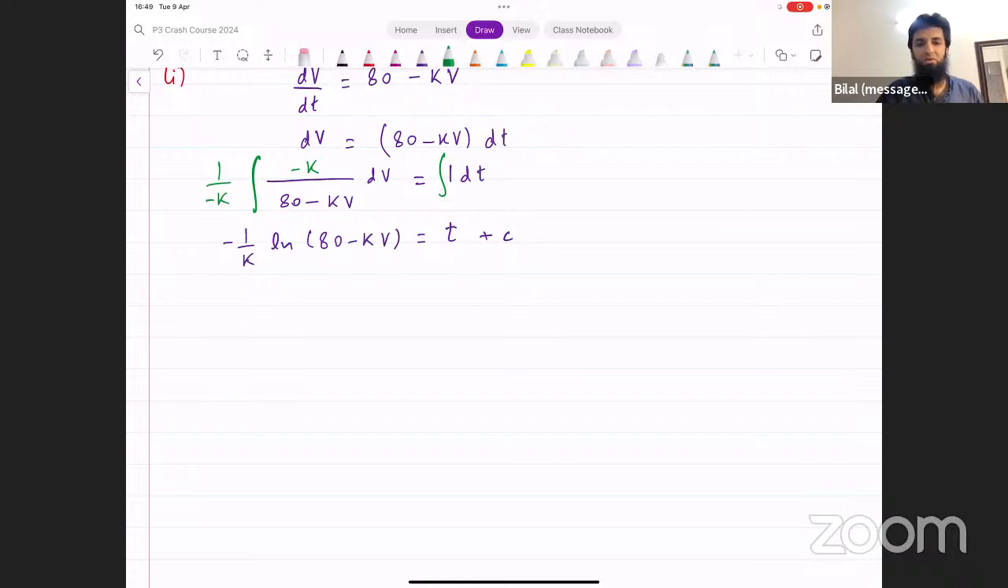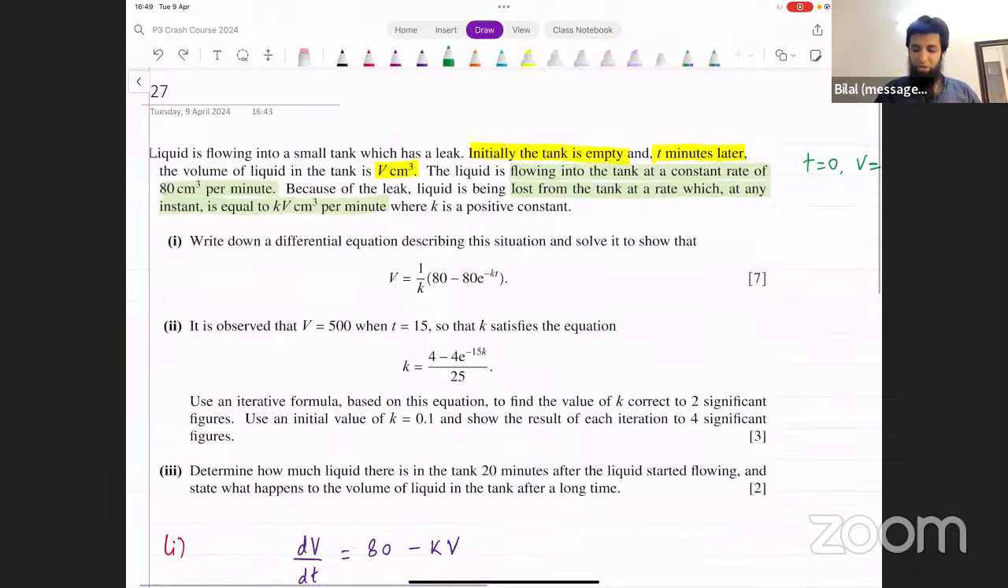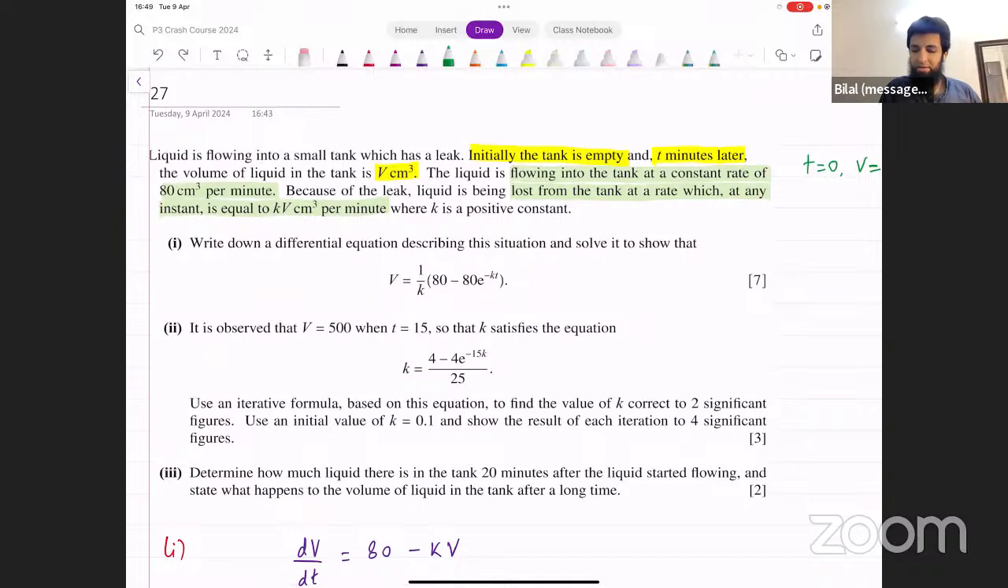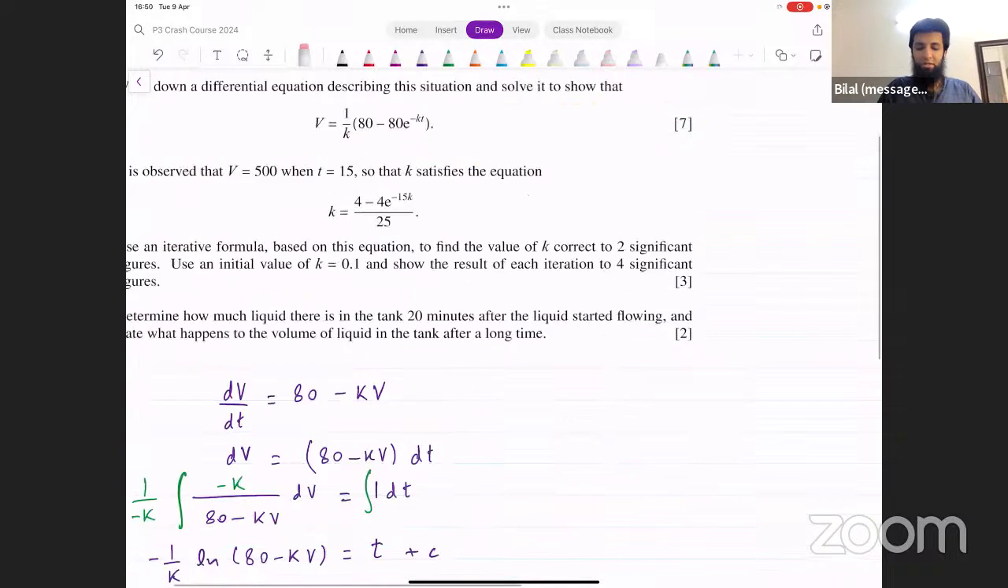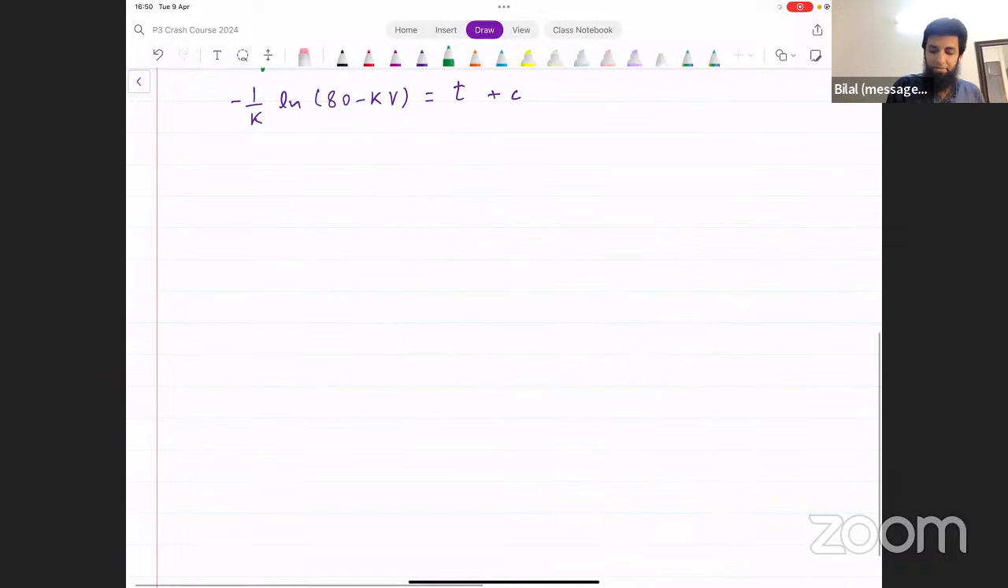That's the general solution, but now we need to find the value of c. For that, do we have any information? Well, we highlighted this here. It said initially the tank is empty. If initially the tank is empty, what that means is when t equals 0, v is supposed to be equal to 0. Let's put those two values here. We put t equal to 0 and v equal to 0 and see what that gives us.